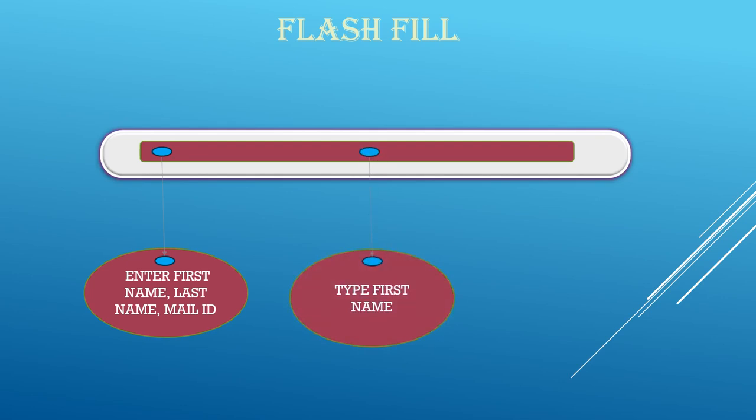Here there are 3 main steps to do the flash fill. First you have to enter the first name, last name and the mail ID. If you assign it in the first cell, no need to type in the second cell. You only have to type the first name, then press the Ctrl E button, and automatically all the column will fill. That is the use of flash fill. Have you understood the autofill and the flash fill? These 2 topics we already learned in the previous class.